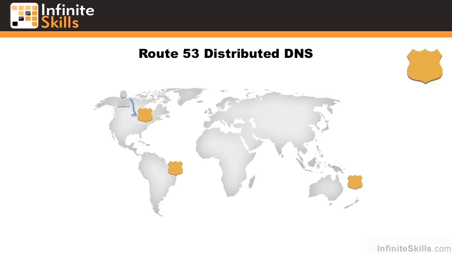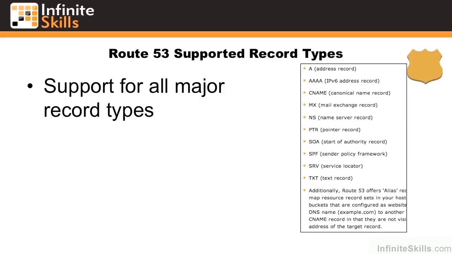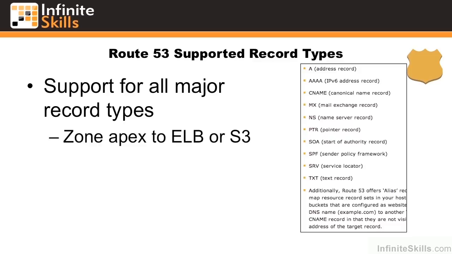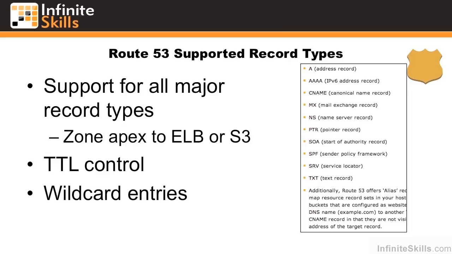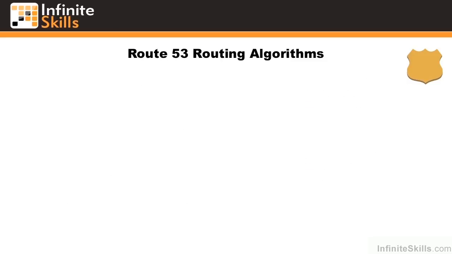So when a user in the US does a DNS lookup, they're hitting a local edge location, and the same for a user in South America and Australia. Route 53 has support for all major record types: A records, SOAs, MX, CNAMEs, and so forth. It also provides Zone Apex to ELB or S3 hosted websites. You have control over the TTL, or time to live, which is basically how often the service looks for an update to a DNS record, and wildcard entries are supported as well.